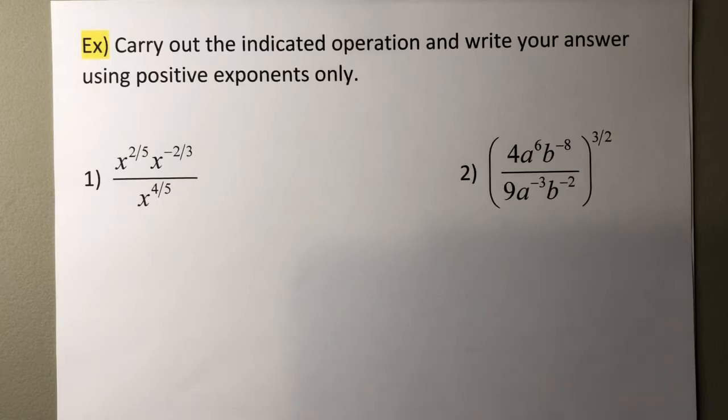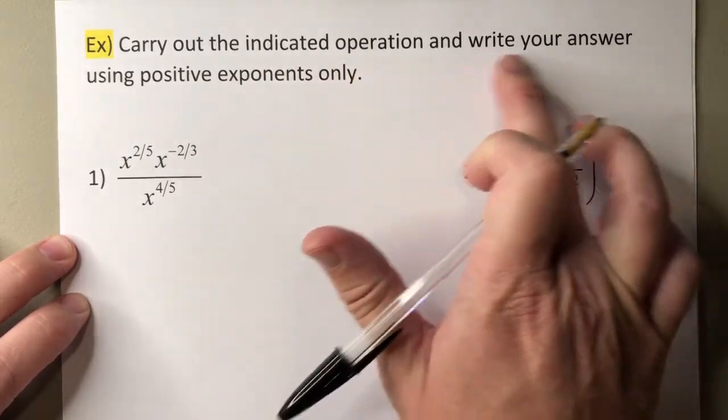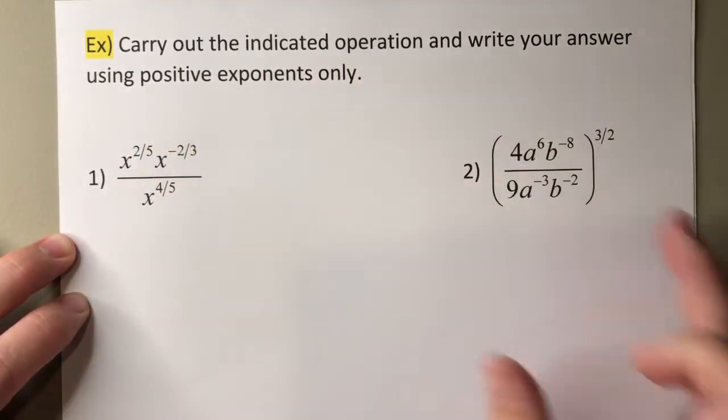And the moment is right now. So if you did watch part one, and now you're looking at part two here, moment's up. We're ready to rock and roll now with some more challenging type problems. All right, so carry out the indicated operation and write your answer using positive exponents only.